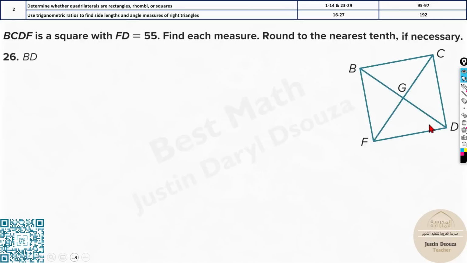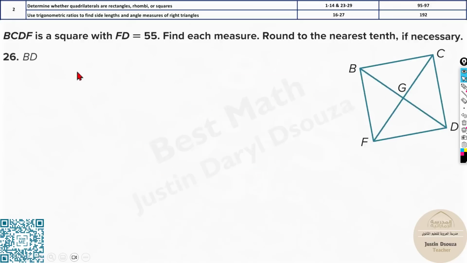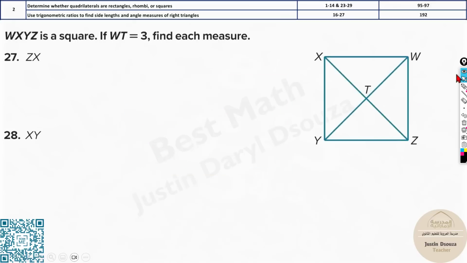Okay, we need to find BD. We just now did it, right? So we are using the Pythagoras theorem. So that's it. Then half of that will be GD. What about ZX? Where is ZX?